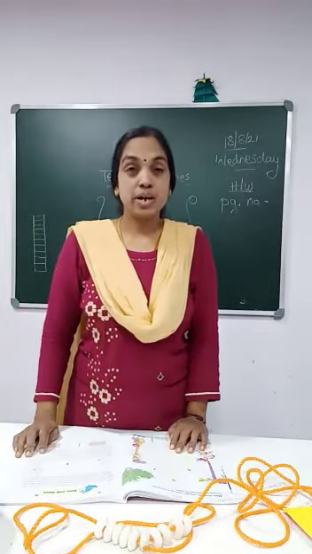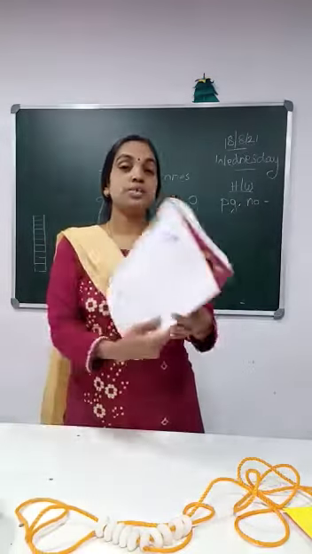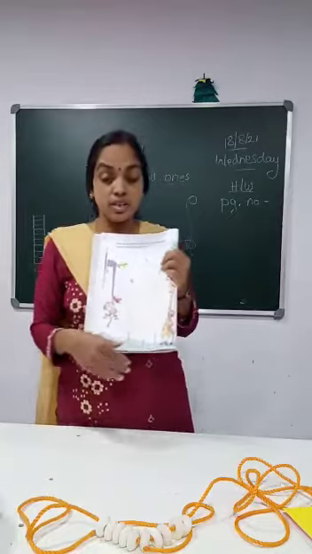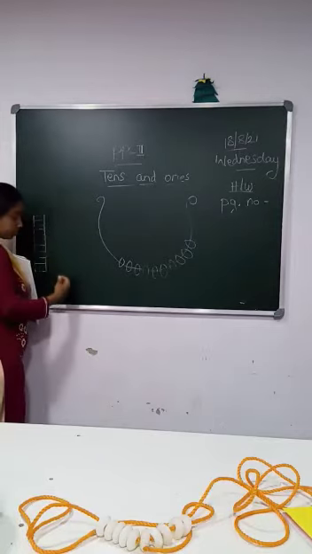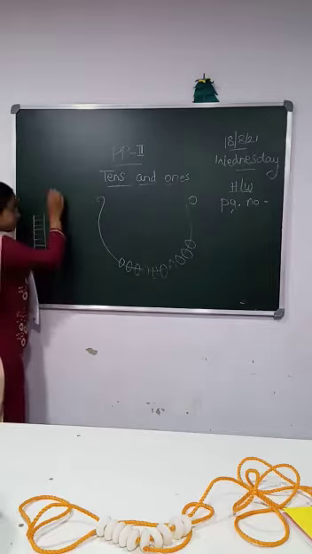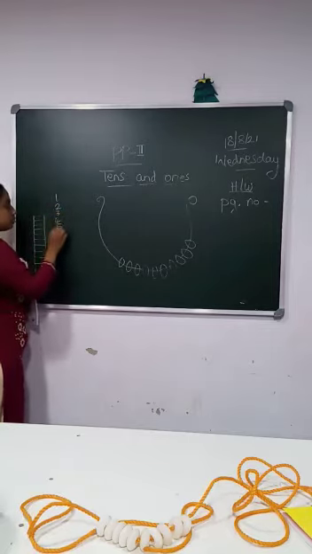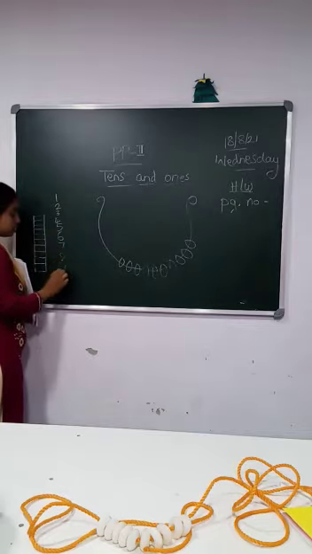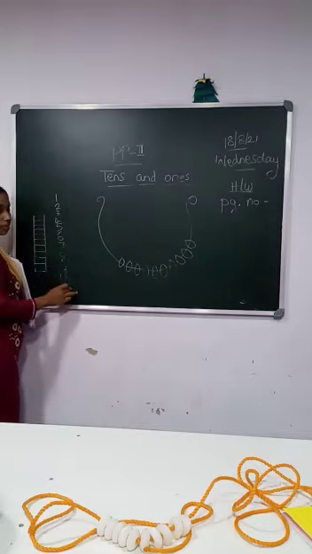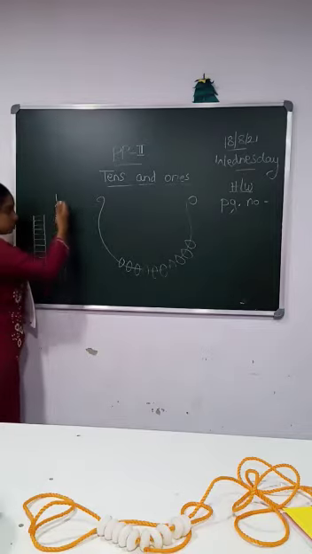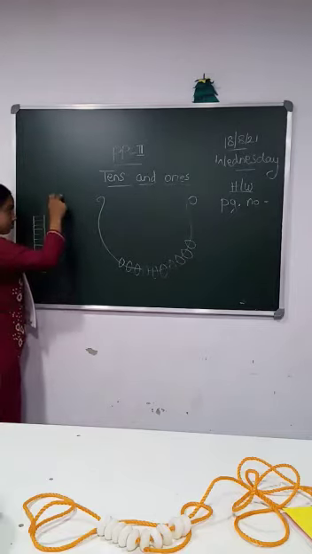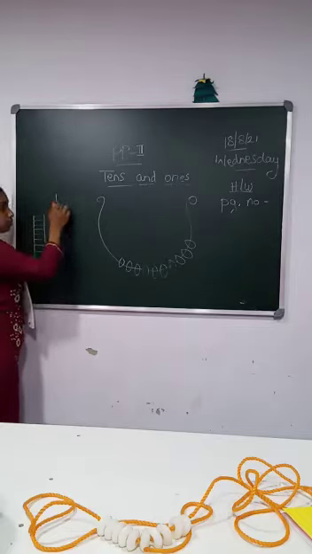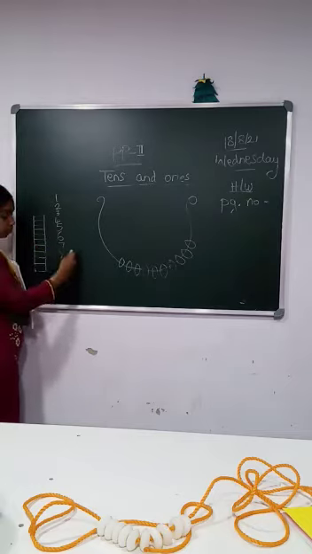And also we have learned the backward numbers. Okay, children. Backward numbers are the numbers which we write from down. That is 1, 2, 3, 4, 5, 6, 7, 8, 9, 10. So this is forward. The number which comes after is forward. And backward is the number which comes below. The number which is below is forward. The number which is above is backward.